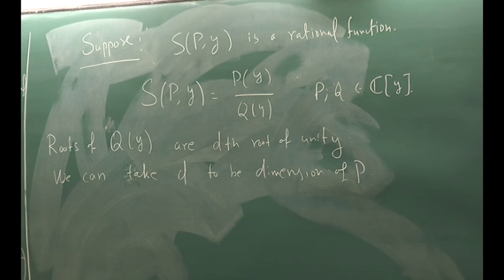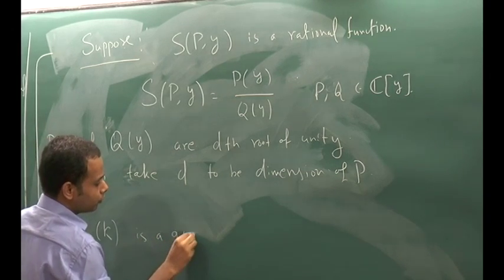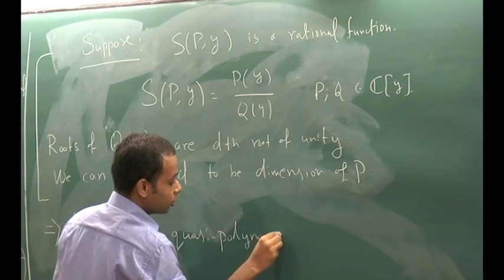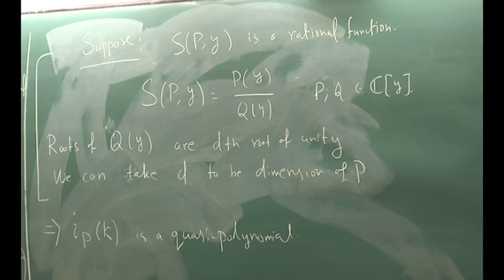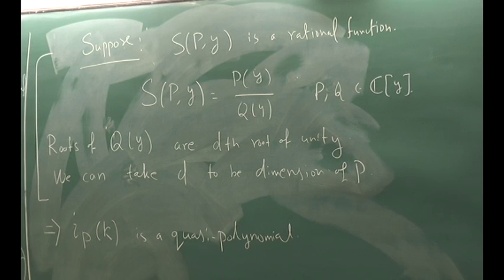So suppose all this happens. Then this whole statement implies that I_P of, say, k (here I am again changing the variable from t to k) is a quasi polynomial. So I'll say what a quasi polynomial is. A quasi polynomial is a polynomial with some period.